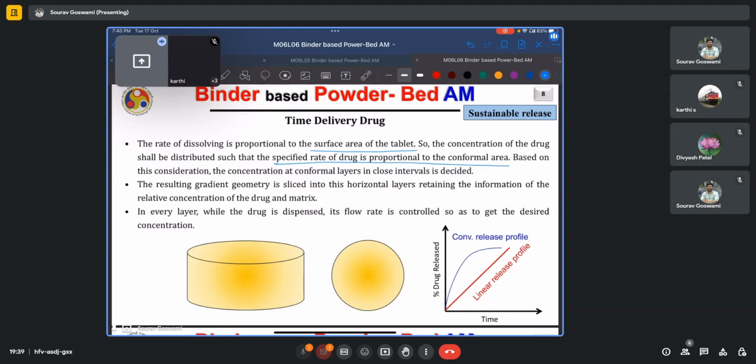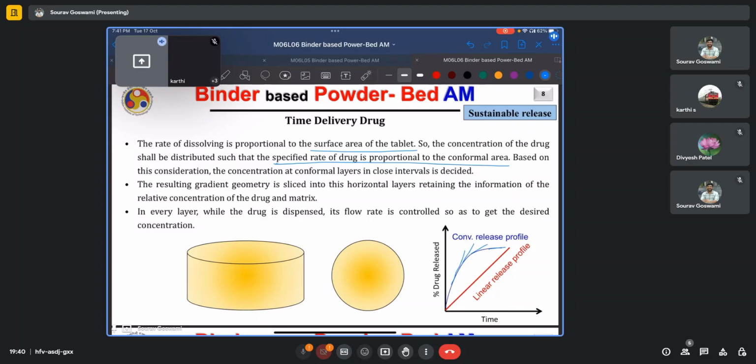And since the drug release rate is simply proportional to the surface area, when the tablet gets smaller and smaller, the extent of drug release also gets lower. This is shown in the blue curve here, where initially you have a very steep slope of drug delivery, but with time, this flattens out and eventually reaches zero.